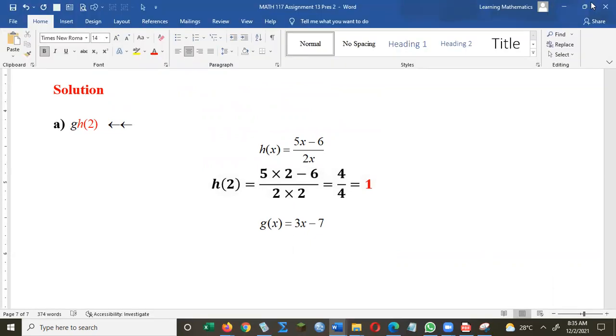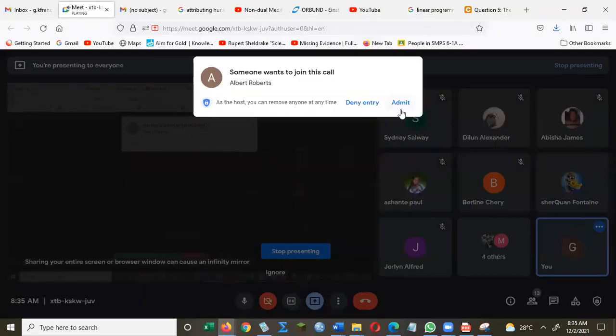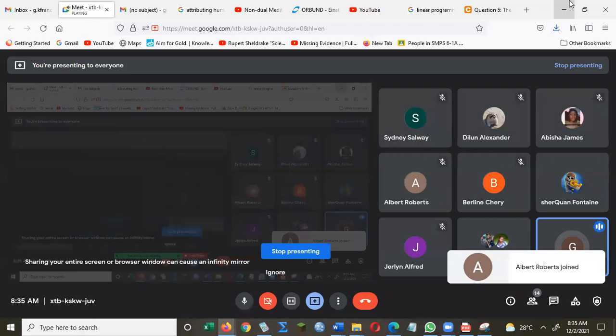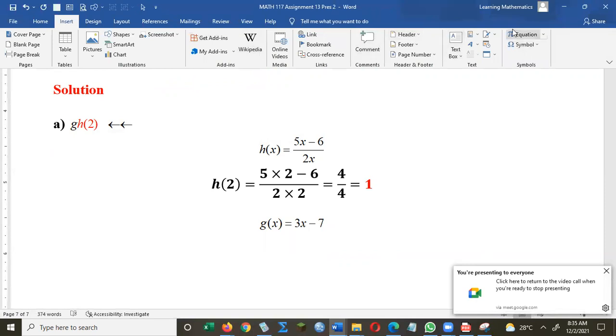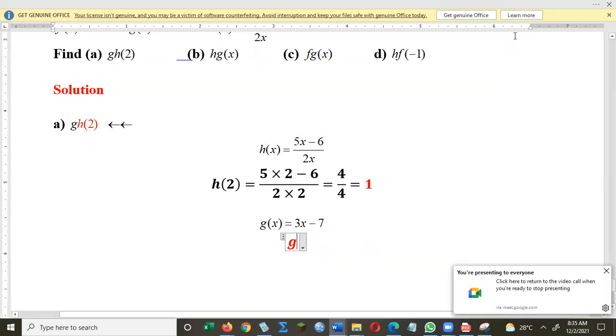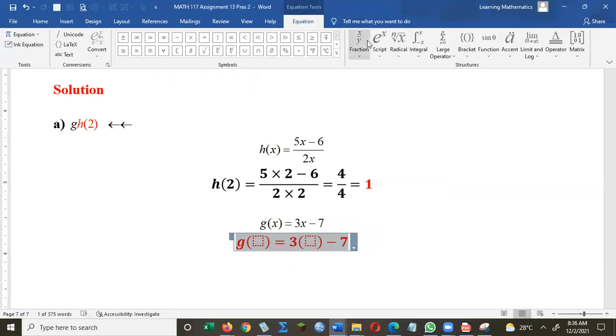When we write in G of X in the second step, we don't write the letter X. Okay, you don't write the letter X, you use brackets. G, open bracket, close bracket, equal 3, open bracket, close bracket, subtract 7. Okay, we don't write X. I just wrote the function there, but then we have to change all X's to brackets.